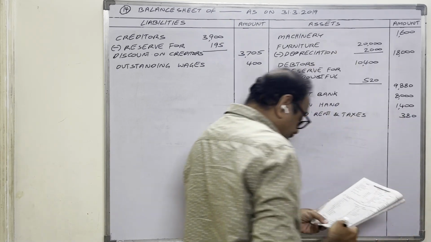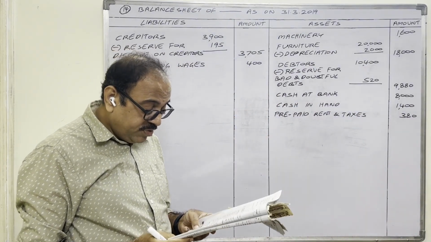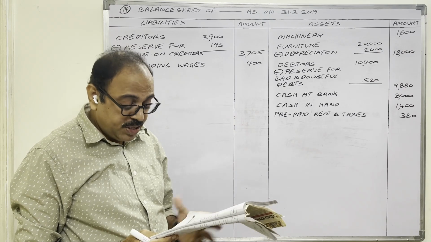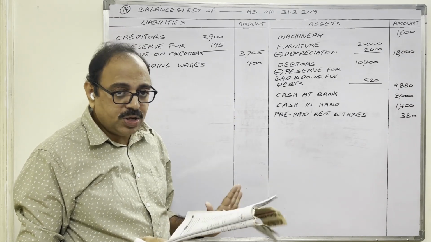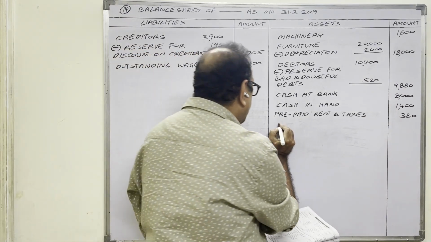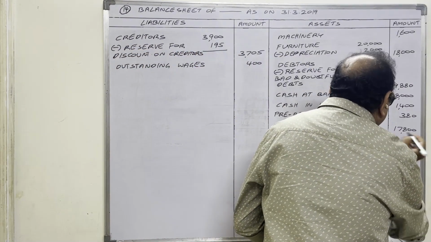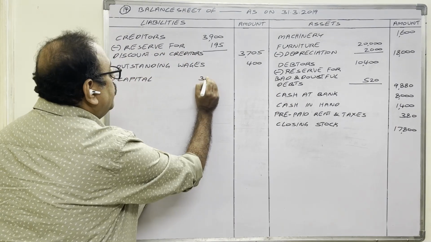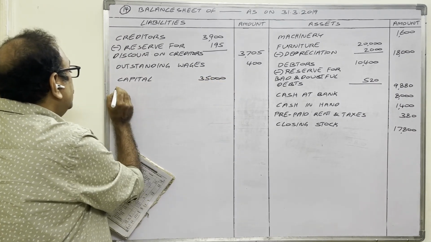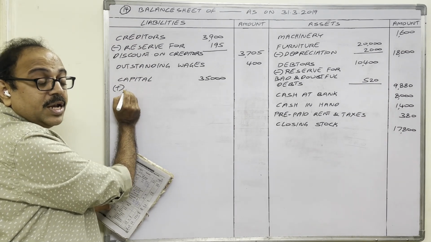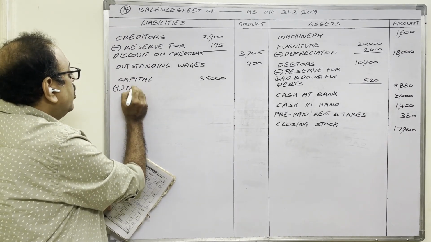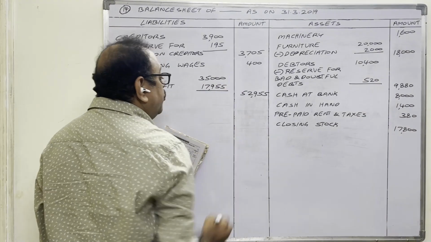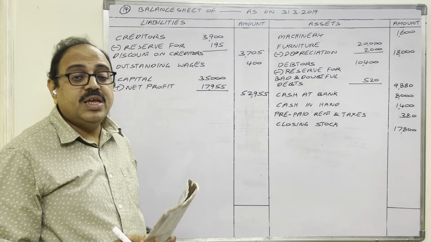380 rupees. Next, adjustment number 4: provide reserve for bad and doubtful debt on sundry debtors, completed. 5: depreciation on furniture, completed. 6: reserve for discount on creditors, also completed. Final asset side, closing stock 17,800. Liability side, capital adjustment. Capital in the inner column 35,000 rupees. To this, in the profit and loss account net profit came, now that amount we should add. Plus net profit 17,955 rupees. Total in the outer column 52,955. So everything is completed.